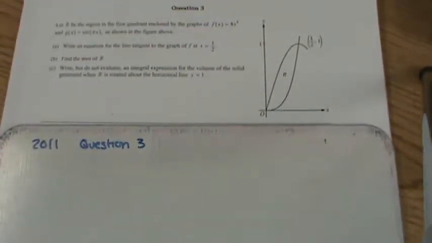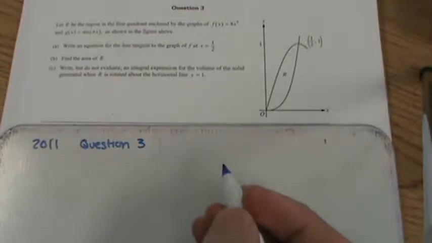All right, now we are on 2011 question number 3 from the AB calculus exam. Here we have: let R be a region in the first quadrant enclosed by the graphs of f of x equals 8x cubed and g of x equals sine of pi x, as shown in the figure above, or to the side in this case. Part A: write an equation for the line tangent to the graph of f at x equals 1/2.